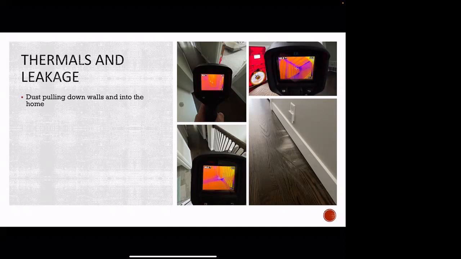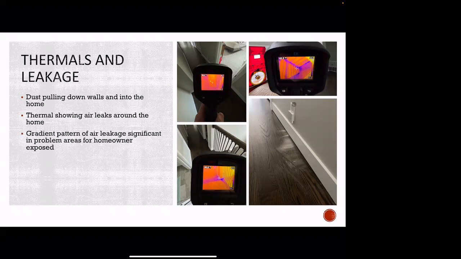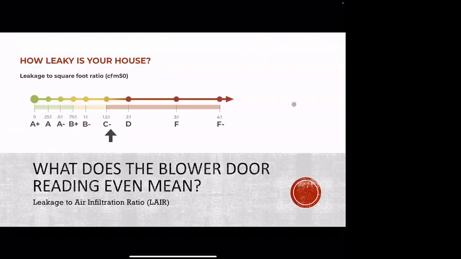So dust pulling down walls and into the home, thermal showing air leaks around the home, and that gradient pattern of air leakage, significant in problem areas for the homeowner, was exposed. So once we get that CFM50 number, what does it mean? Well, we actually have a nice little scale here of how leaky your house is, and this actually goes into our reporting for our HVAC 2.0 group and our HVAC 2.0 software.